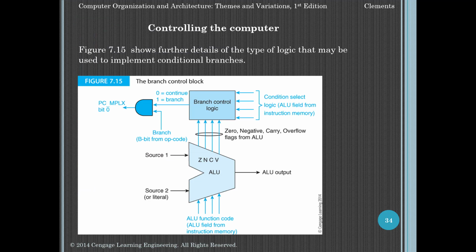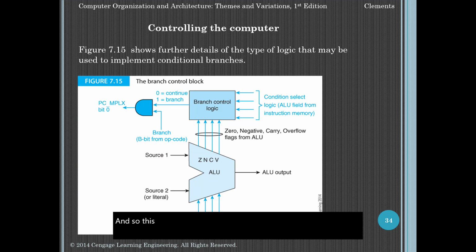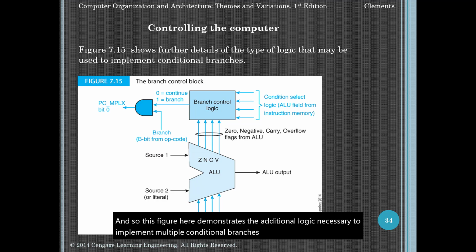And so this figure here demonstrates the additional logic necessary to implement multiple conditional branches. The Z, N, C, and V bits from the ALU are fed into a combinational logic block that uses the branch control from the instruction to select one of 16 branches. So we can see how those get fed up into that branch control logic.